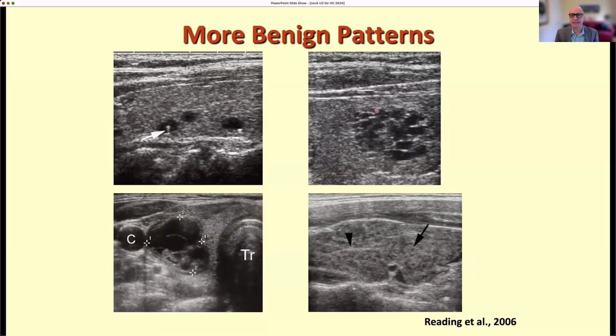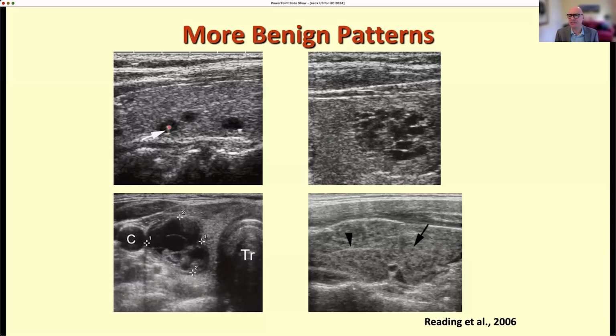Other patterns of benignity: again, this is another spongiform nodule. This is really not nodules, it's thyroiditis. I showed you one similar case with focal infiltrates. And these are colloid cysts. They often generate a single central comet tail artifact. You saw it before. It's a little smudge behind this.